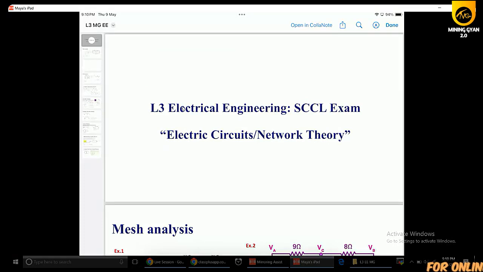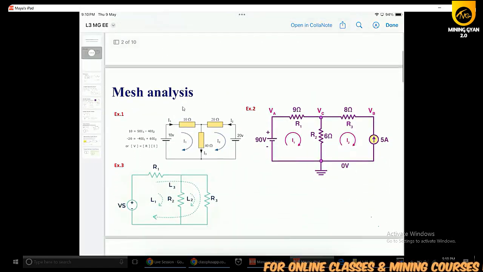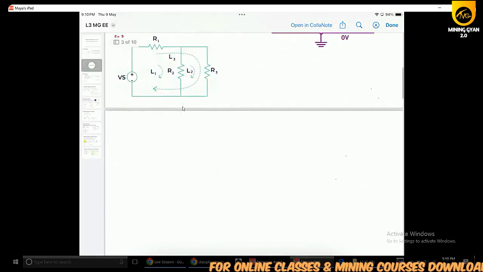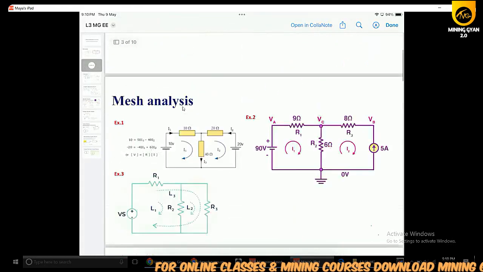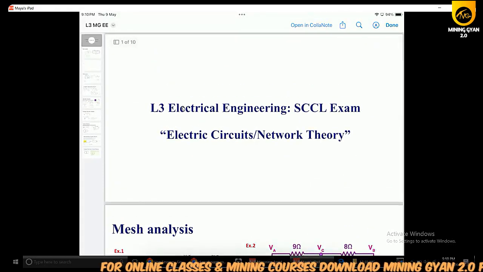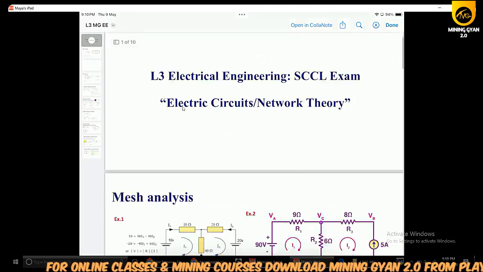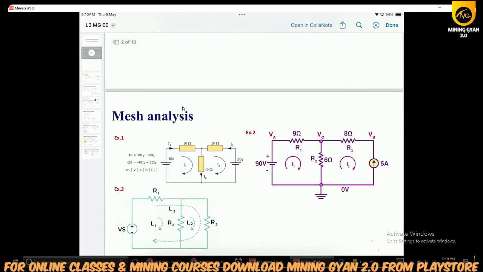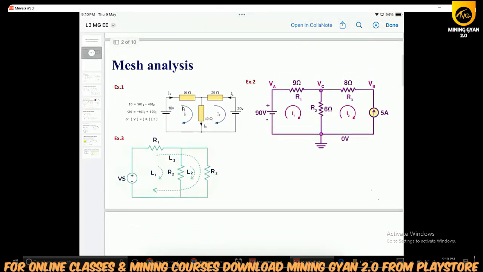Okay, so this is lecture number 3 of the electrical engineering course. Today we will study mesh analysis and nodal analysis. After that, we will see some theorems like the superposition theorem, Thevenin's theorem, and Norton's theorem. These are techniques to reduce a given circuit in a simplified manner, so that we can calculate current, voltage, and power of any given circuit simply or quickly.